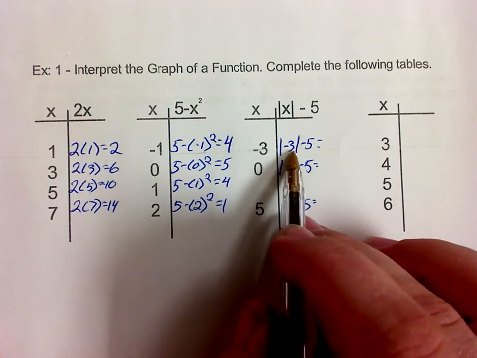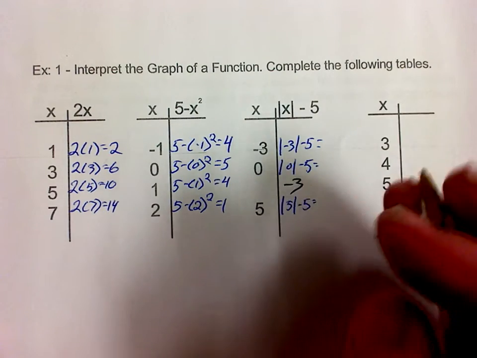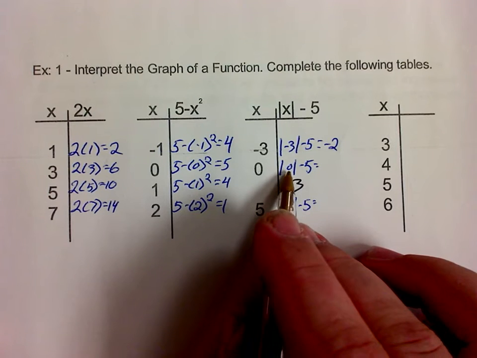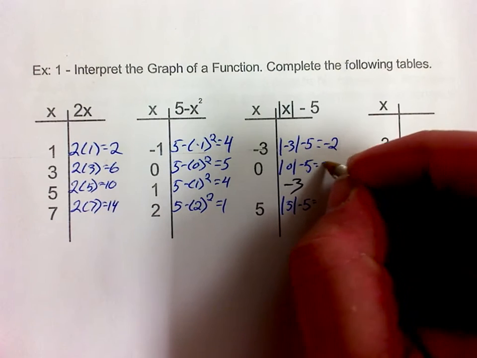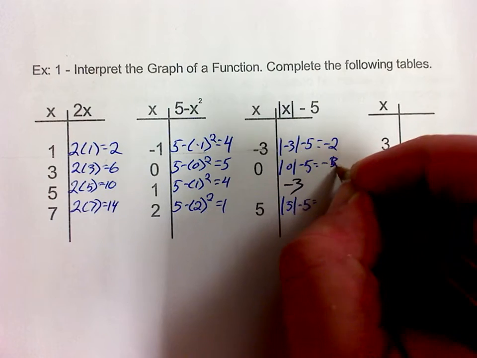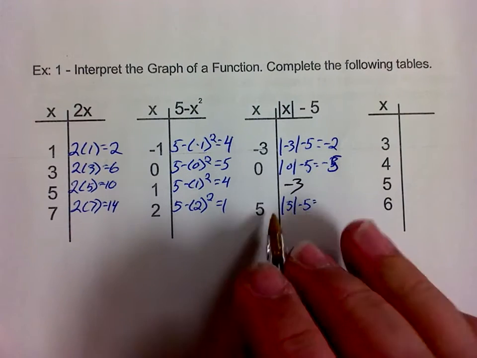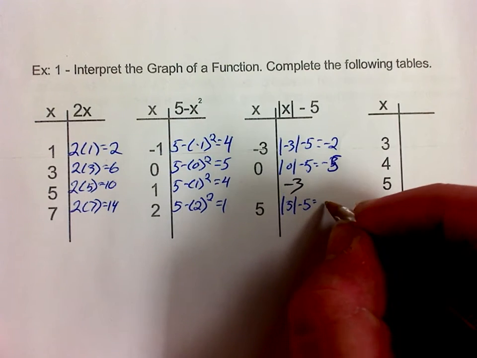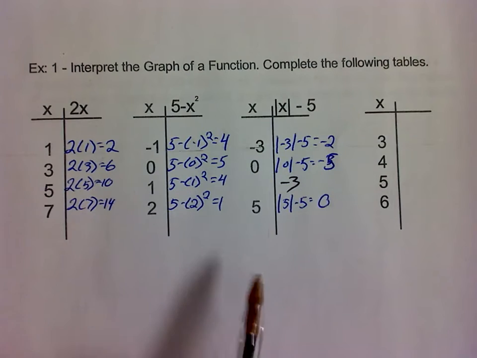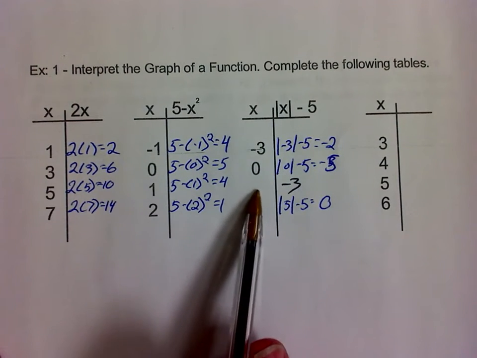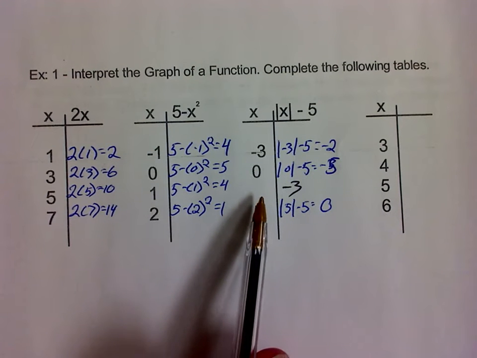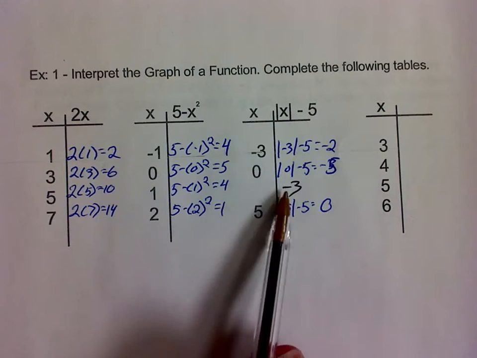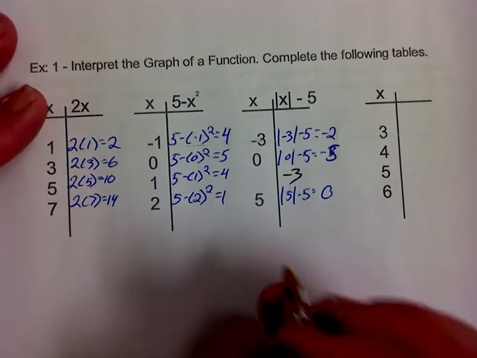Absolute value of -3 is 3. And then 3 minus 5 is a -2. The absolute value of 0 is 0. And 0 minus 5 is a -5. And down here, the absolute value of 5 is 5. And 5 minus 5 is 0. So the problem that we run into is right here where we don't have a value. Now, if we were on a Desmos Calculator, we could just plug in the values that are between 0 and 5 until we find the one that's -3.